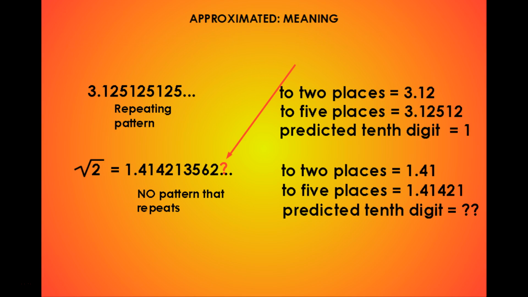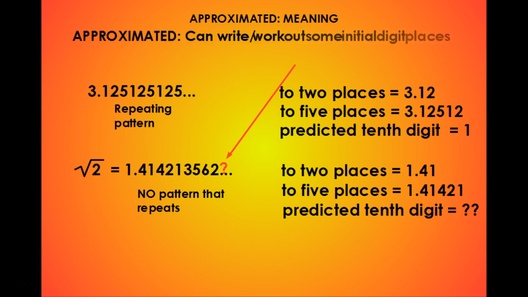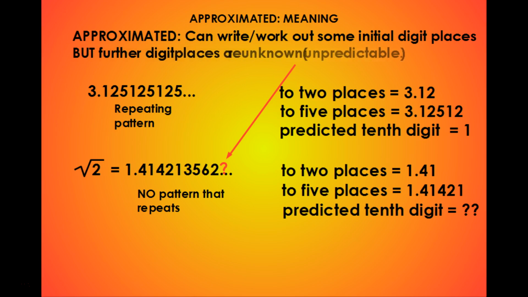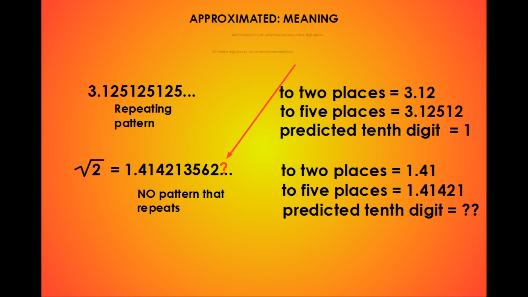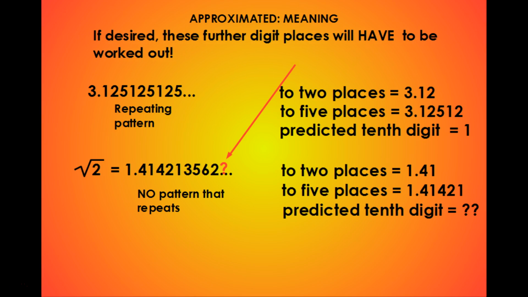So this is the meaning of approximated. We can write down or work out some initial digit places, but further digit places are unknown, unpredictable. And if desired, these further digits will have to be worked out.